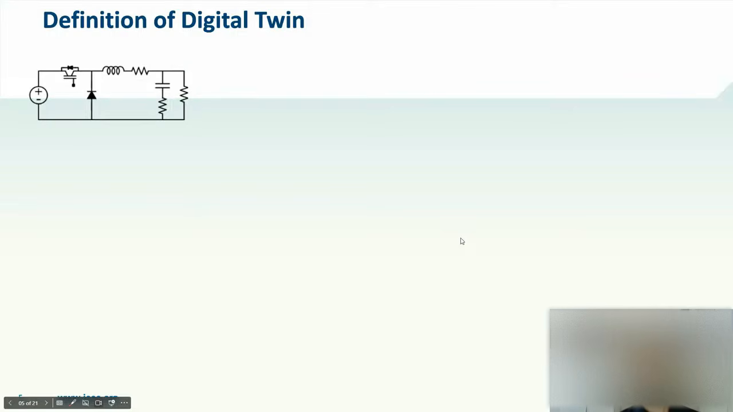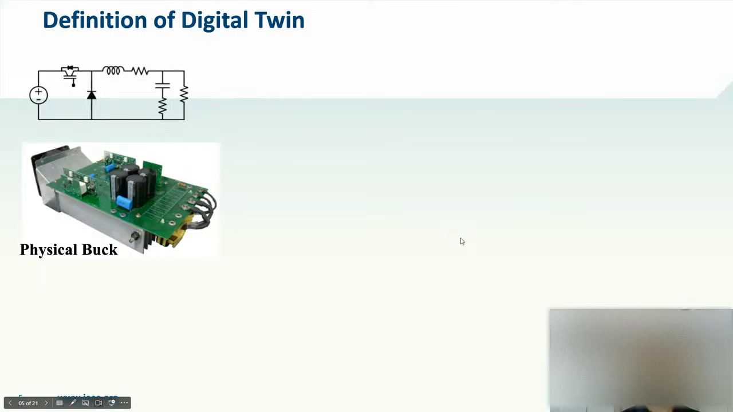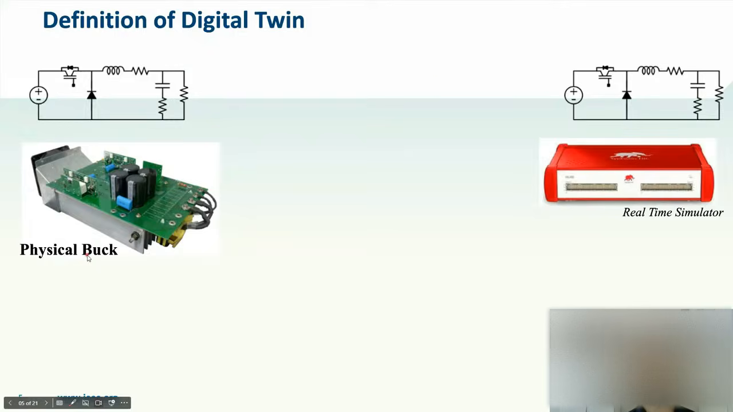Consider here a buck converter, the topology of a buck converter, and suppose that we are going to realize it in a hardware, in a physical setup. Then we have the physical buck. Okay. Let's say that we're going to use the same buck converter, but now we're going to simulate it in a real-time simulator. As a result, we have the simulated buck. So far, we have two parts, the physical buck and the simulated buck. They are completely independent so far.